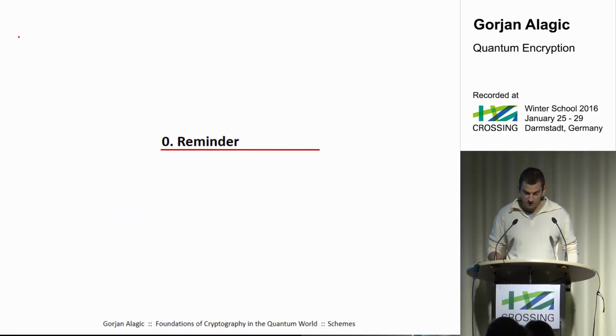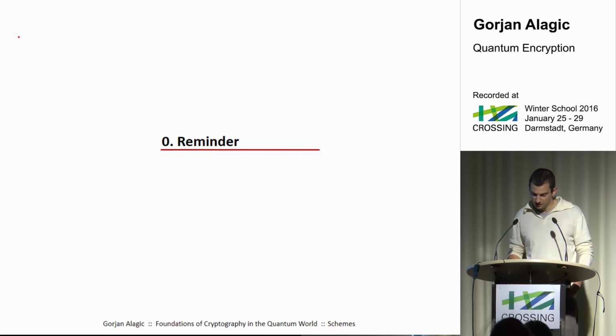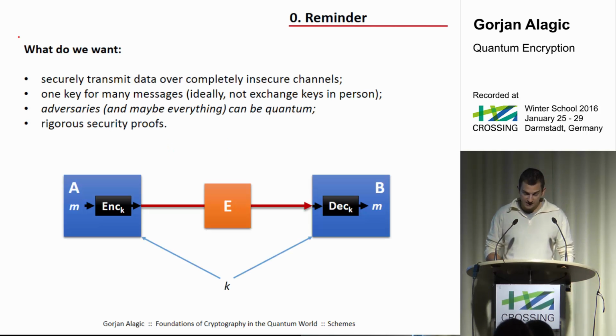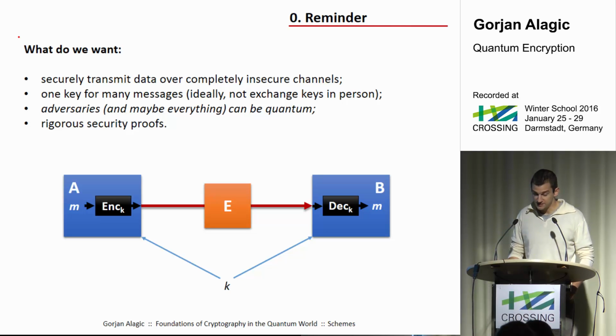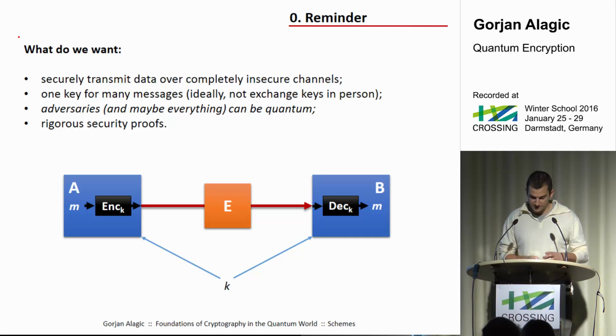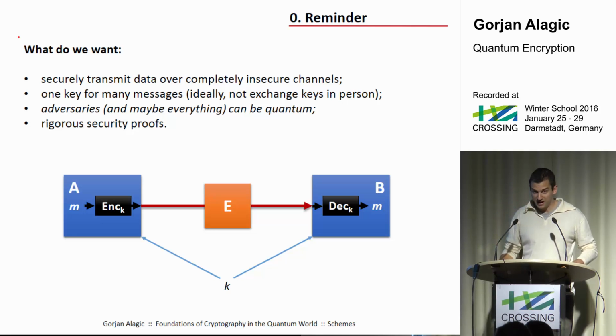Okay, so just as a quick reminder of what we did before lunch. The setting again was Alice and Bob wanting to securely transmit data over a completely insecure channel, which is controlled by the eavesdropper Eve. We'd like to use one key to send many large messages. Ideally, we don't even want to have to exchange the keys in person. Potentially, at a minimum, adversaries can be quantum, but in general, maybe everything can be quantum, so the data, the algorithms, and so on. And again, we'd like to have some rigorous security proofs.